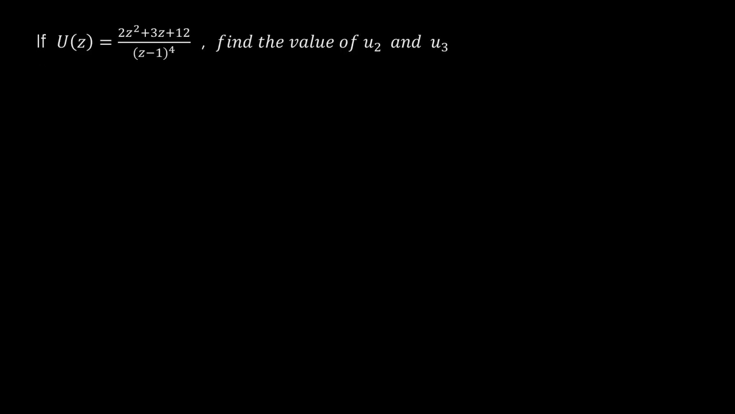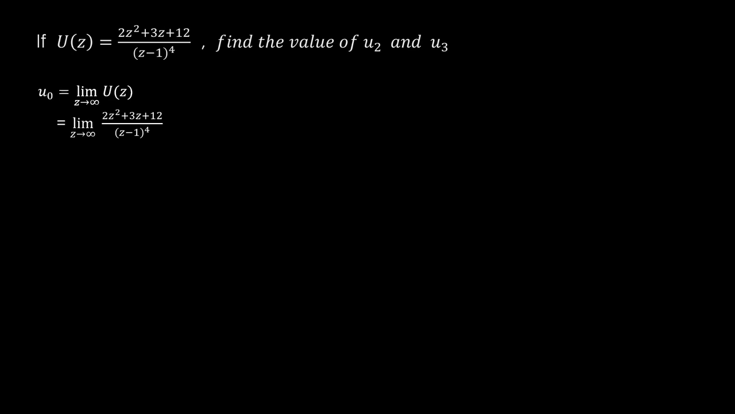Here is a problem of initial value theorem. If U(z) is equal to (2z square plus 3z plus 12) divided by (z minus 1) whole to the power 4, find the values of u2 and u3. To get u2 and u3, first you should know u0 and u1. By initial value theorem, u0 is limit U(z) as z tends to infinity. By substituting U(z), u0 becomes limit z tends to infinity (2z square plus 3z plus 12) divided by (z minus 1) whole to the power 4.